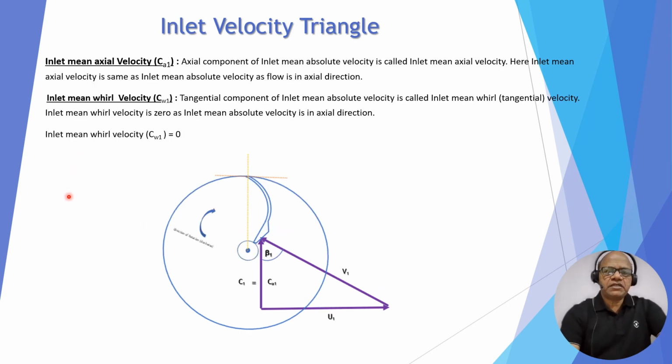The inlet mean axial velocity CA1 is the axial component of C1, which is the same as C1. For the inlet mean whirl velocity CW1, there is no tangential component of C1 because C1 is axial, so CW1 is 0.